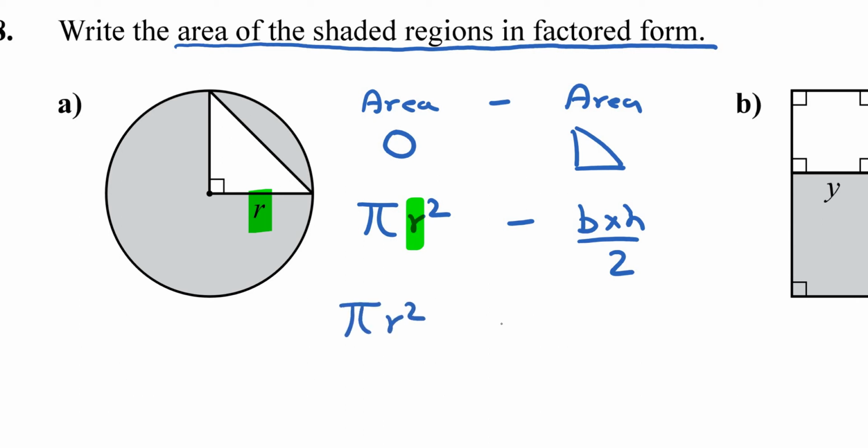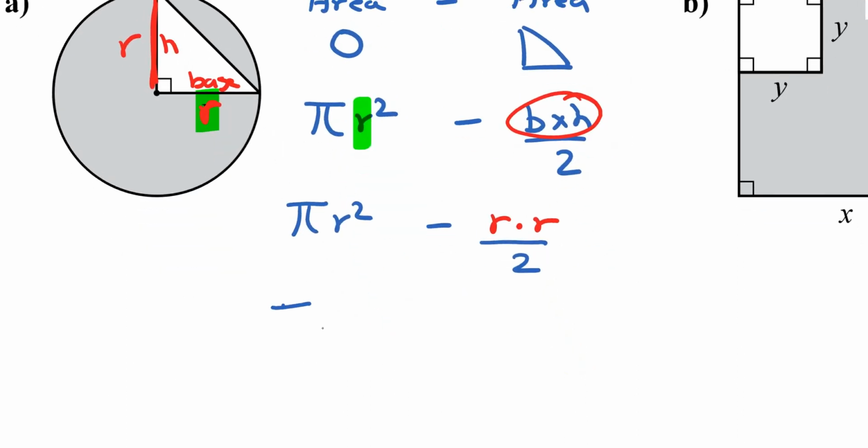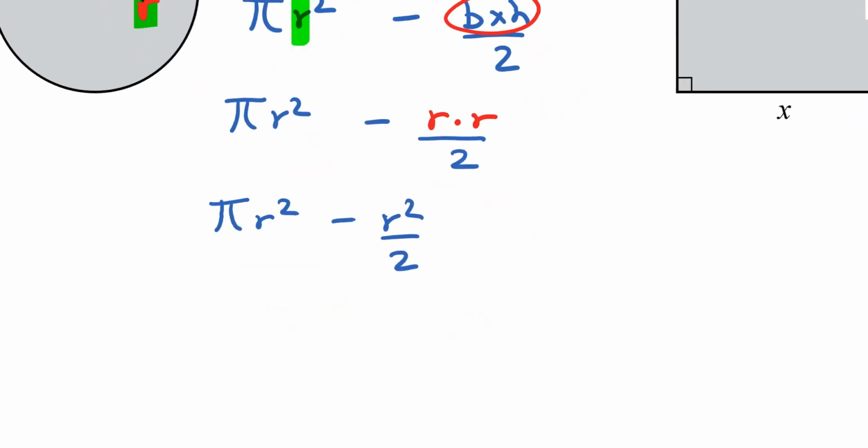pi r squared minus, now take a look at the triangle here. This is your base, and this is your height. The height is also r, right? So base times height is just r times r, and then divide by 2. Okay, so this will be pi r squared minus r squared divided by 2. And then from here, I can factor out the r squared, right? So both terms have an r squared, so pull it out by factoring it out. And what's left? Pi minus, well, there's an invisible 1 here, and there's a 2 on the bottom, so it'll be pi minus 1/2. And that's your final answer.